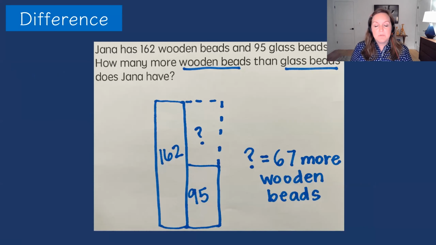Here is an example of a worked difference problem. Here, the student decided that they were comparing two amounts, the wooden beads to the glass beads. So they drew a difference graphic organizer, filled in the information from the word problem, and solved for the unknown. In this case, the unknown is the difference, and the difference is 67 more wooden beads.